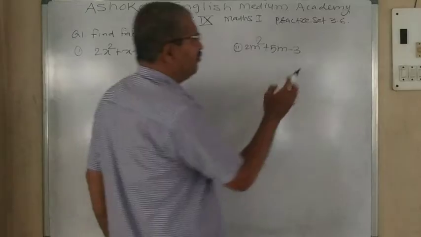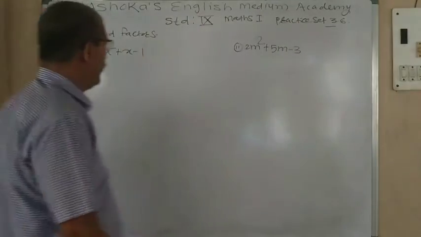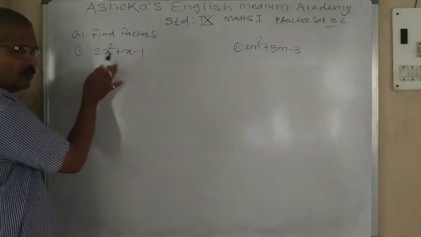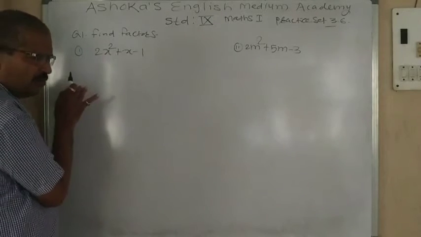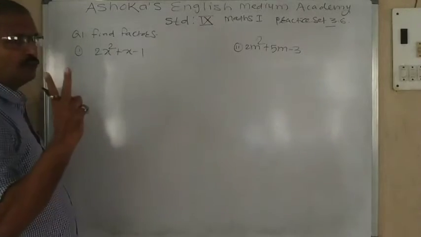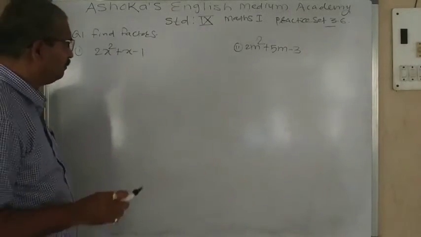Already practiced at 3.6. Here we have to factorize. How will you factorize? Look here, this is the quadratic equation given. Why is this a quadratic equation, do you know? Because the maximum degree of the variable x is 2, and hence it is a quadratic equation.